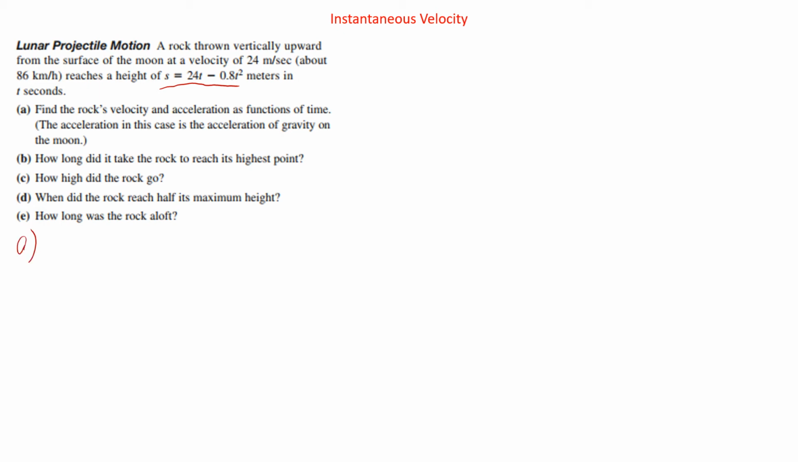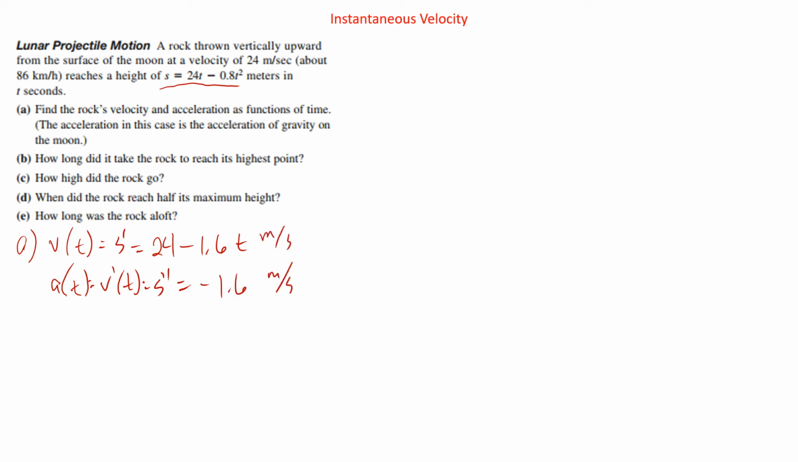So A, the velocity is going to be the derivative. It's going to be s prime, which is, so 24t becomes 24 minus 0.8 t squared times 2 is 1.6 t. And the acceleration, which is v prime of t, which is s double prime. The 24 goes away, so the negative 1.6 t becomes just negative 1.6. And this was meters per second. This is meters per second squared.